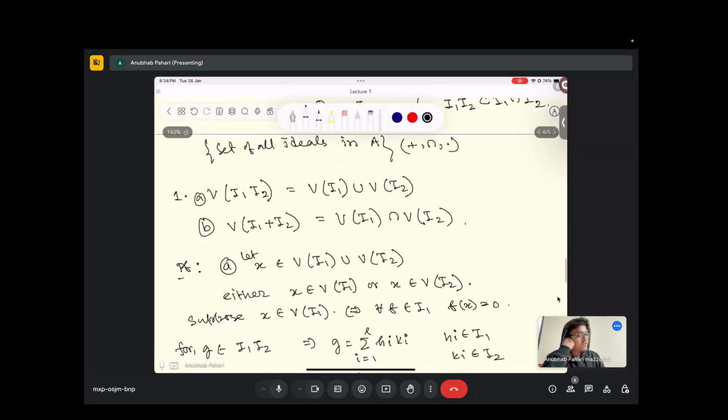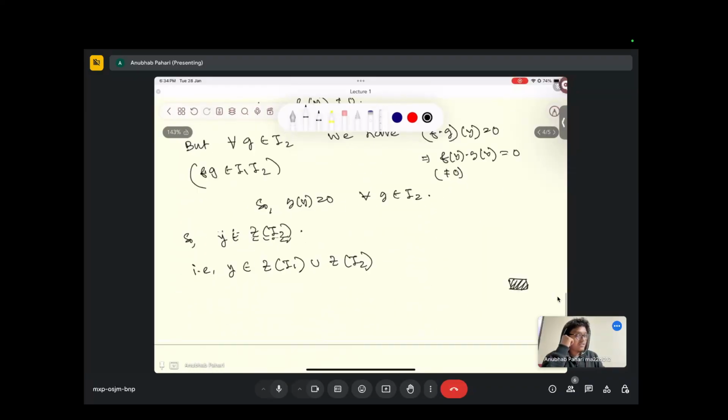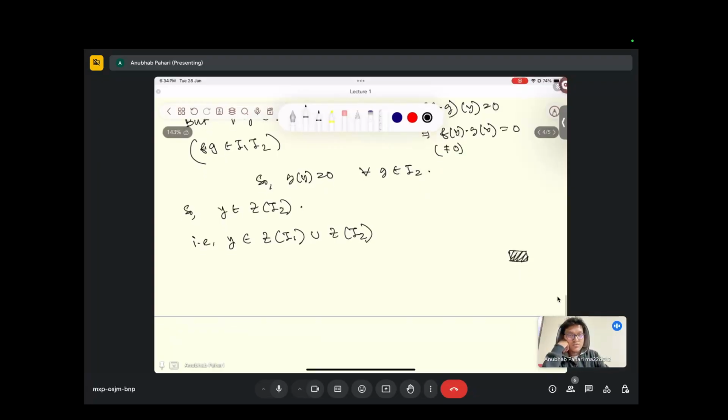The second part is a similar thing, but I think I should leave it as an exercise because I want to introduce to you the Zariski topology.